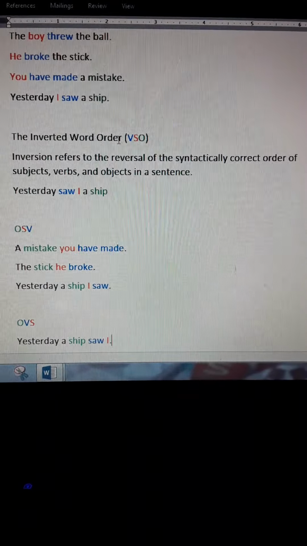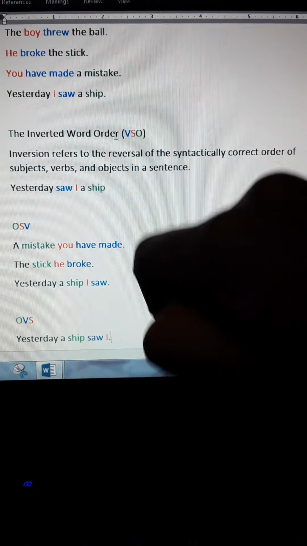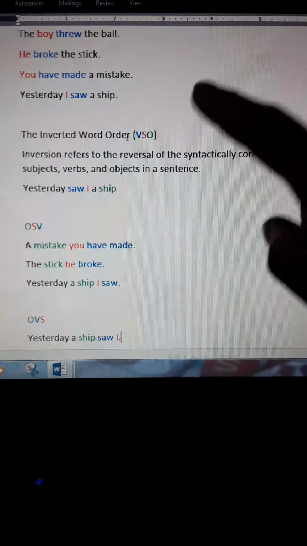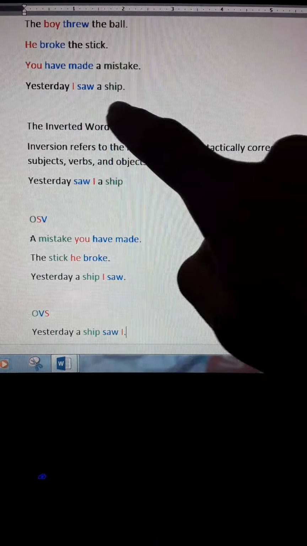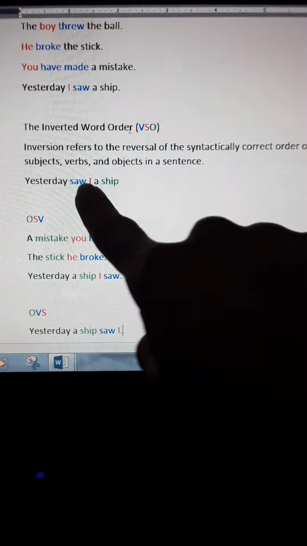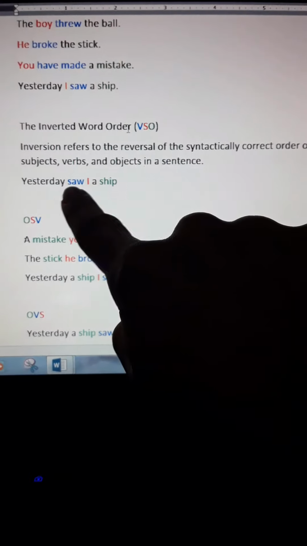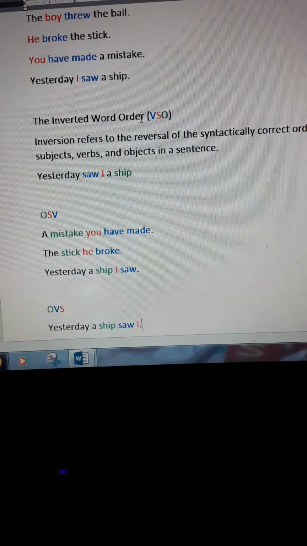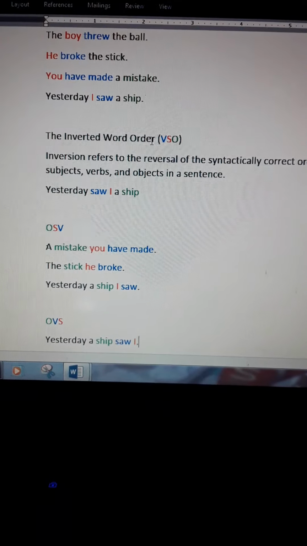Yesterday saw I a ship. So we have saw as the verb, and we are starting now. I know we have a word here, but it doesn't matter the extra parts of speech or modifiers or descriptive words that we have, because we are paying attention mostly to which part comes first. Is the subject coming first? No, it's the verb. Saw I a ship. Yesterday saw I a ship. So we have the verb, the subject, and the object.